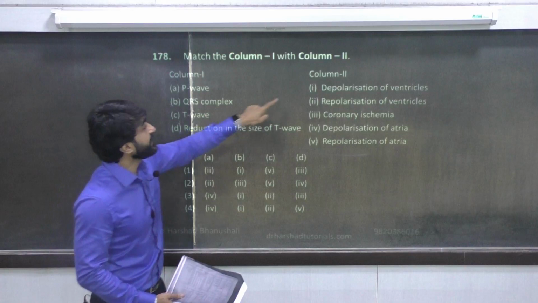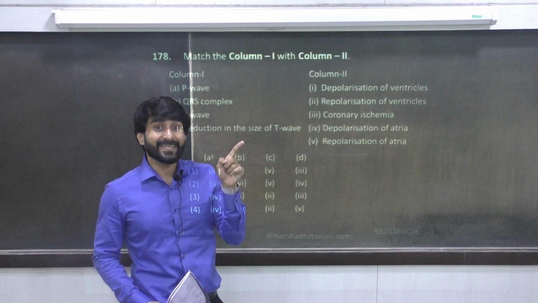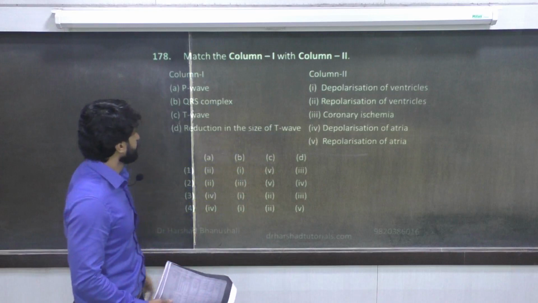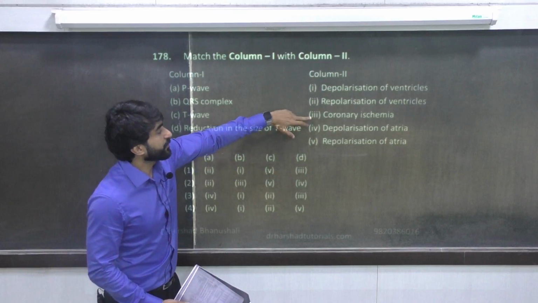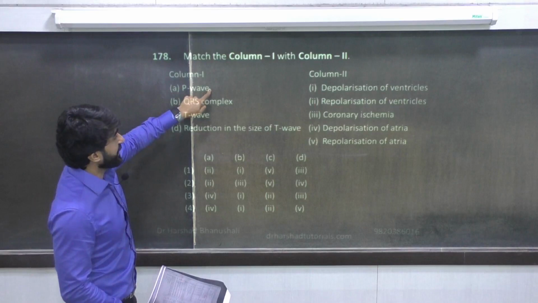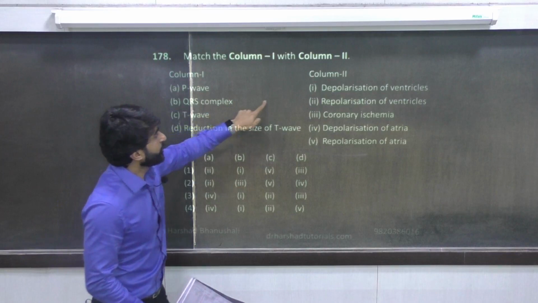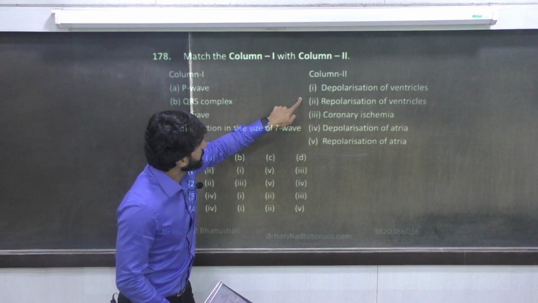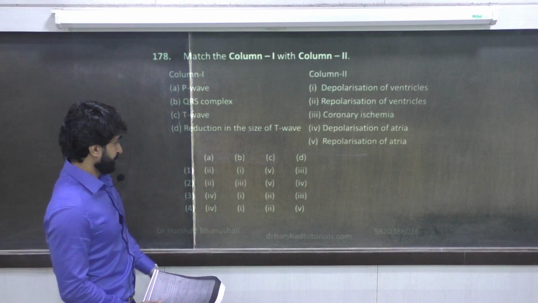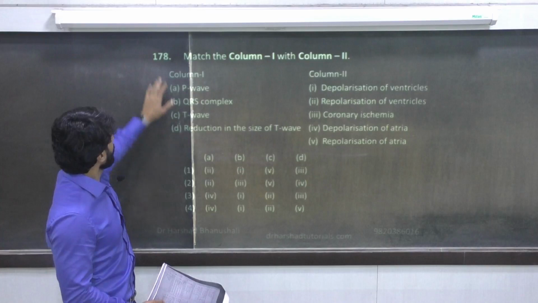T wave occurs during ventricular relaxation, so ventricular repolarization. So C would be 2. And T wave slowing down, or reducing, is because of coronary ischemia, which is lack of blood flow. So P wave, that is A, would be 4, B would be 1, C would be 2, and D would be 3. So that comes to an answer of option number 3. So for 178, our correct match is option number 3.